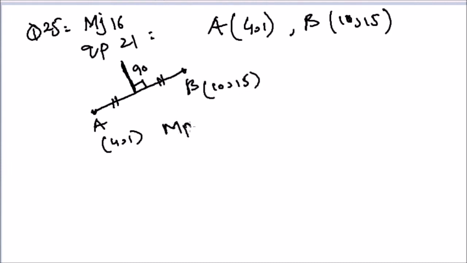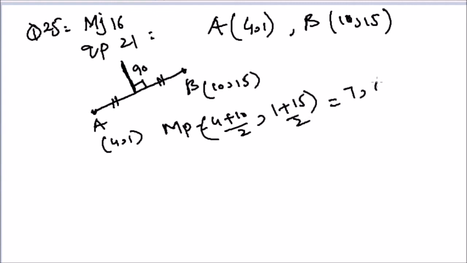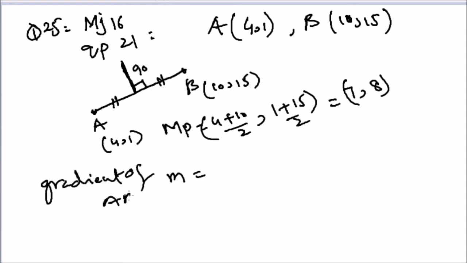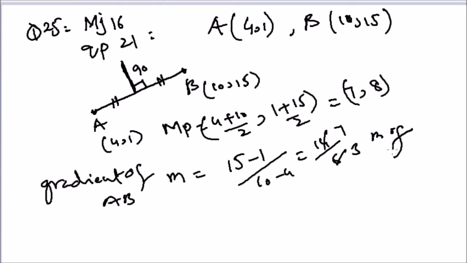So the midpoint is 4 plus 10 over 2 and 1 plus 15 over 2. So we got (7, 8). That's the midpoint. Now the next thing we need is the gradient of AB. So 15 minus 1 over 10 minus 4. So it's 14 over 6, which is 7 over 3. So M of AB is 7 over 3.